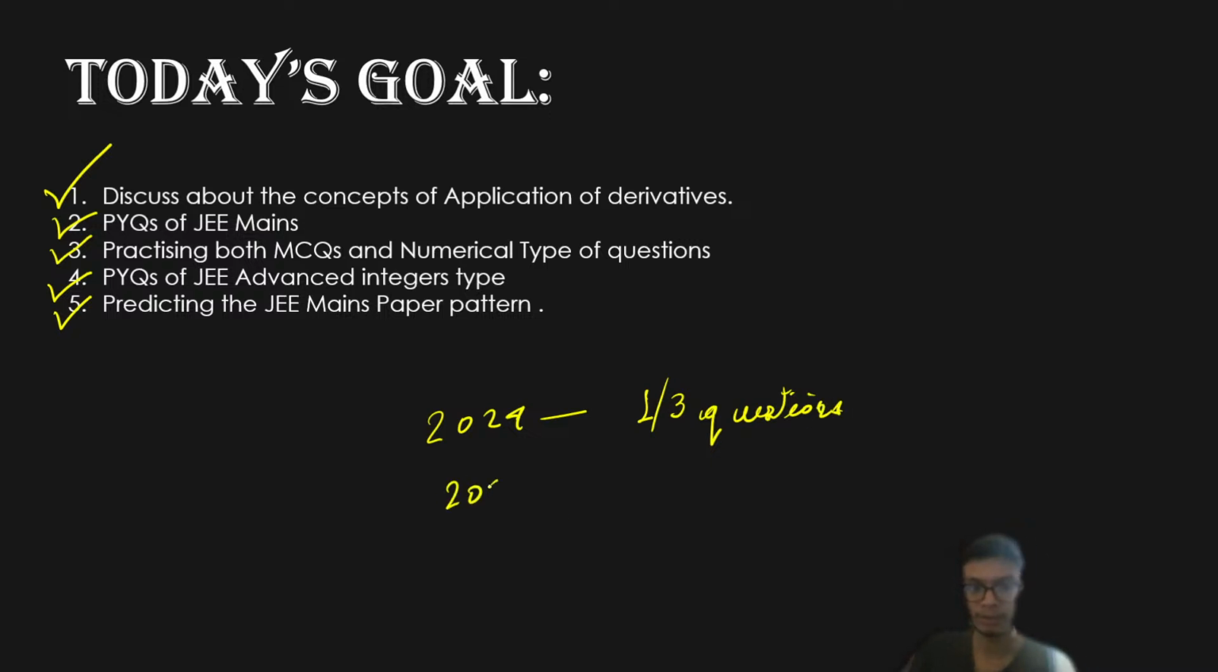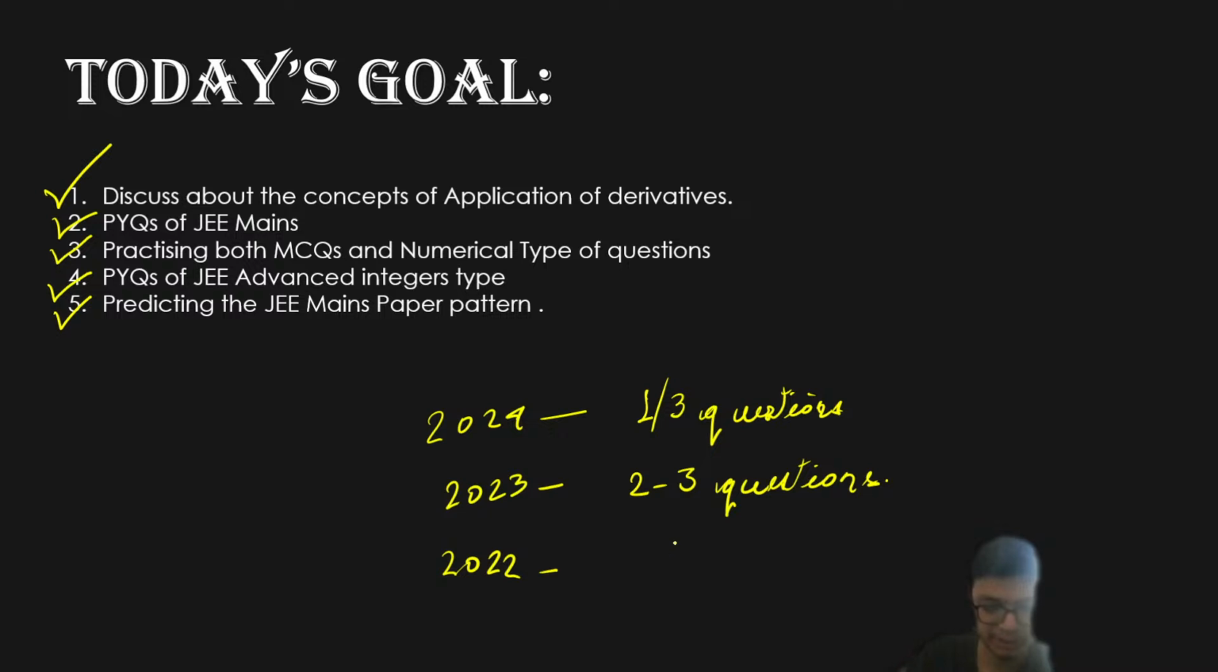Okay, and in 2023, if you look at the 2023 data, you will find it is again the same, that is 2 to 3 questions. And if you look at the 2022 paper, you will again find the question count was around 3 to 4 questions. But those 3 to 4 questions were clubbed with other topics as well. There were also questions from integral calculus, and some questions from differential equations were clubbed into it. So that's why 3 to 4 questions.